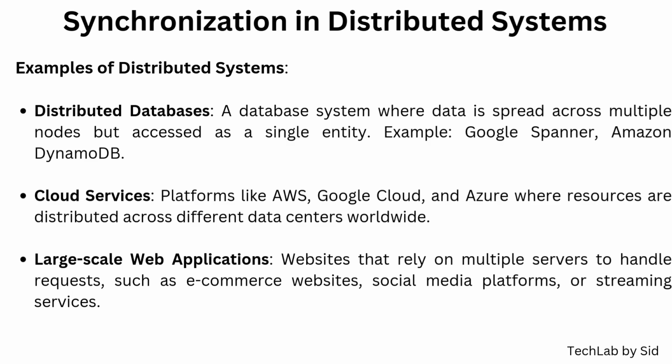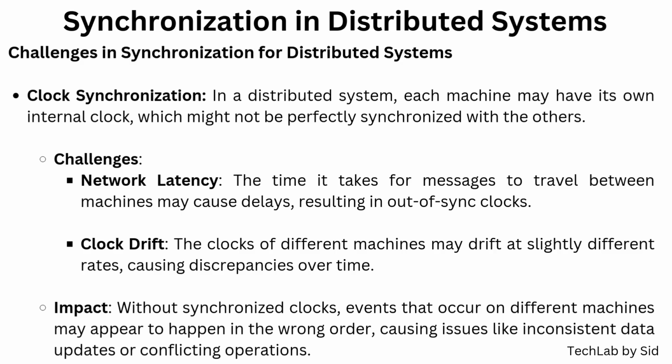and ensure smooth performance. Challenges in synchronization for distributed systems. Clock synchronization. In a distributed system, each machine has its own internal clock, which may not be perfectly synchronized with the others. This can lead to several challenges. Network latency, the delay in message transmission between machines, can cause clocks to fall out of sync. Additionally, clock drift can occur when clocks on different machines tick at slightly different rates, resulting in discrepancies over time.